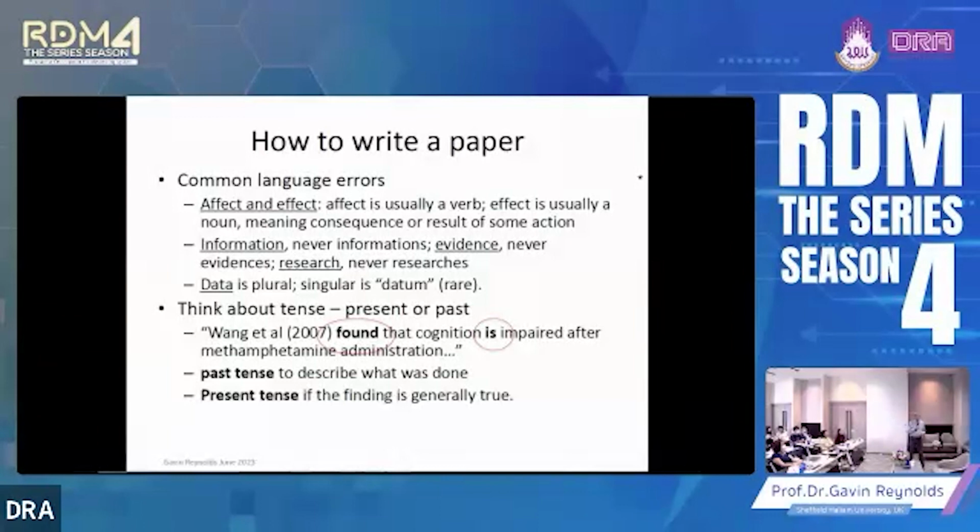Think about the tense, and this is difficult. It can be difficult for experienced English speakers too. But one way is to ask yourself, is it true now? So here we see Wang found. That's something he did, the study in the past. So he found that cognition is impaired, because it's true now. So the past tense describes what was done, the present tense where the finding is generally true. And even that is not a hard and fast rule. There is some flexibility, I think.